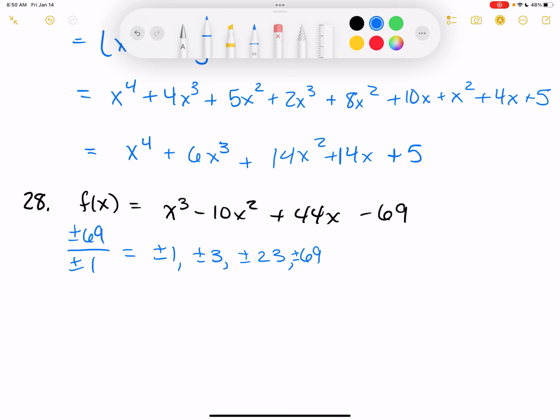She needs some kind of 3x cubed minus 10x squared plus 44 minus 69. Why didn't it plus 44? Is that the only one? Yeah. Okay.